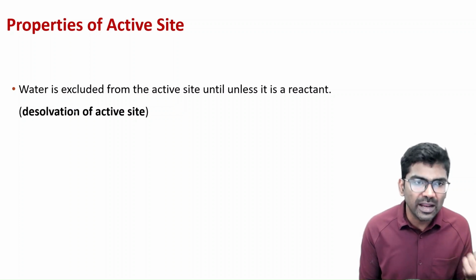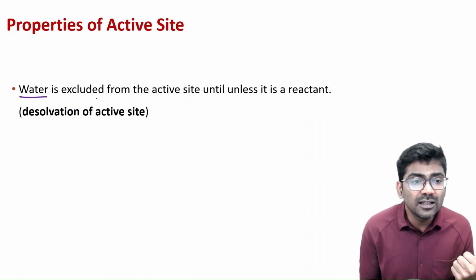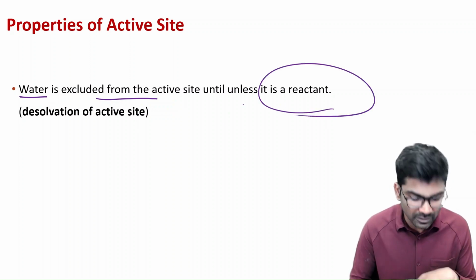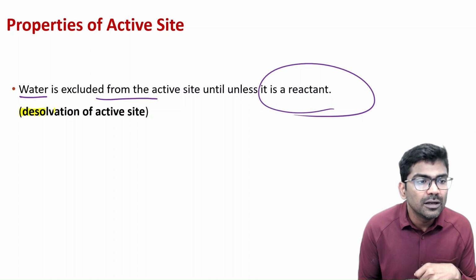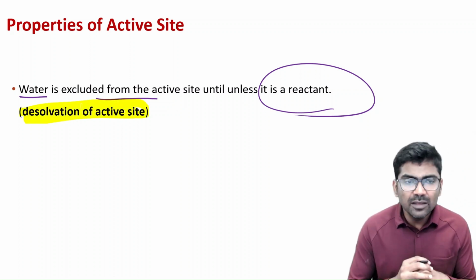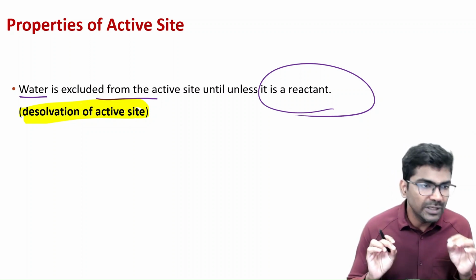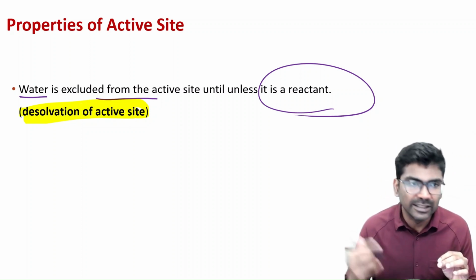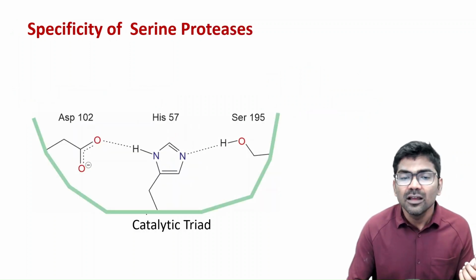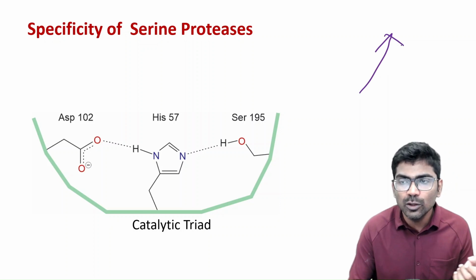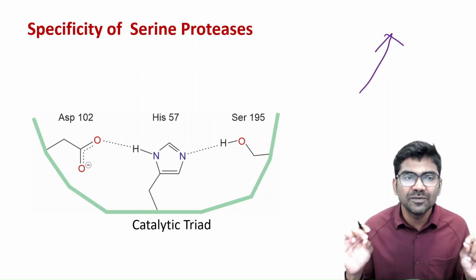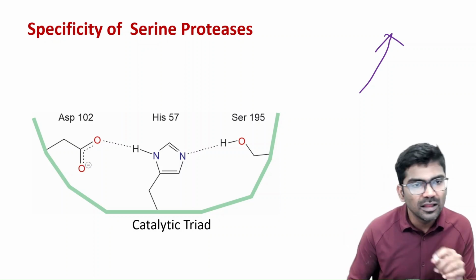Another important property of active site is that water is excluded from the active site unless it is a reactant. This is known as desolvation of active site. I will give you an excellent example of desolvation of active site later. Remember this word. We have already explained this in this video. Click this link. You can watch about the substrate specificity of serine proteases in this video.